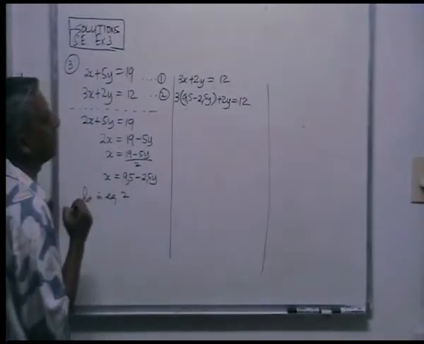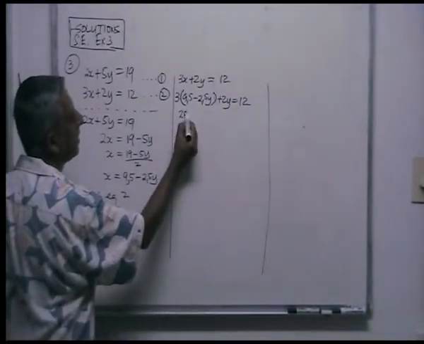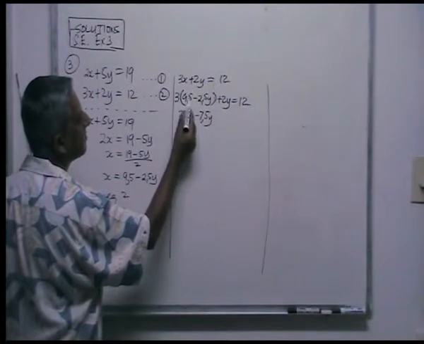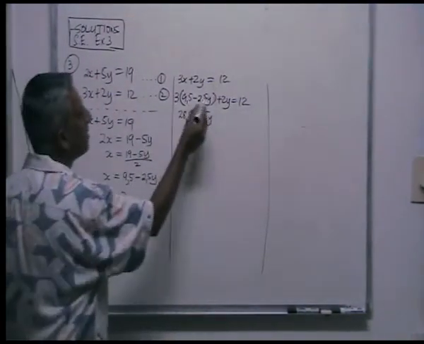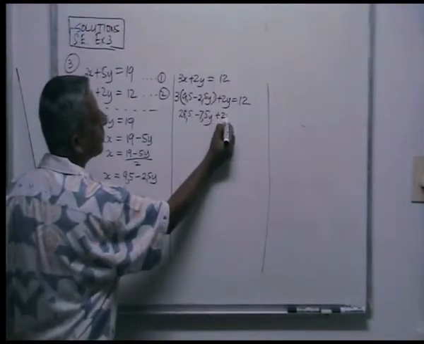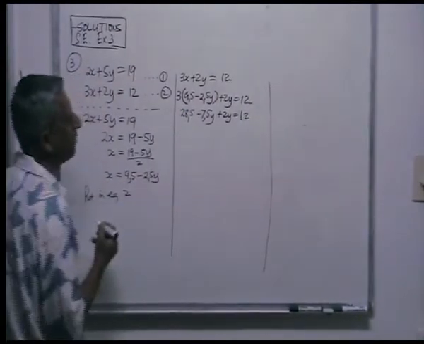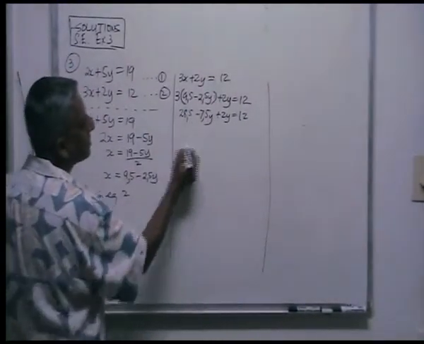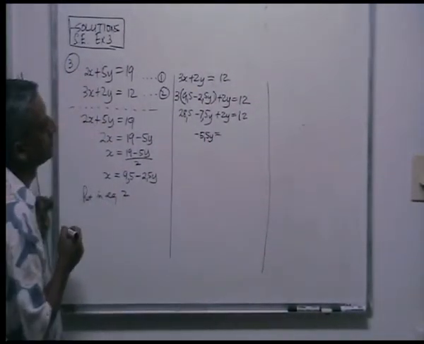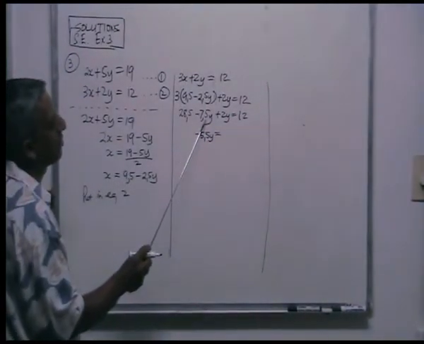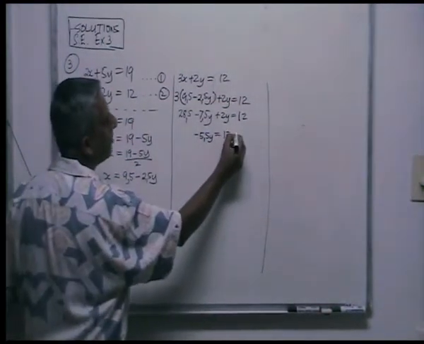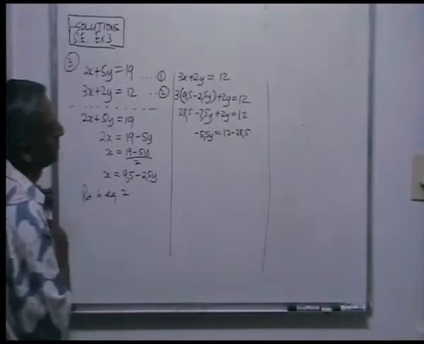And then 3 times 9,5: you put in the calculator 3 times 9,5, you'll get 28,5. 3 times minus 2,5 will give you minus 7,5. Plus 2y is equal to 12. And then simplify this: minus 7,5 plus 2 will give you minus 5,5y. And on this side you've got 12 minus 28,5.